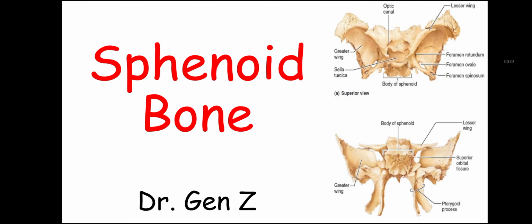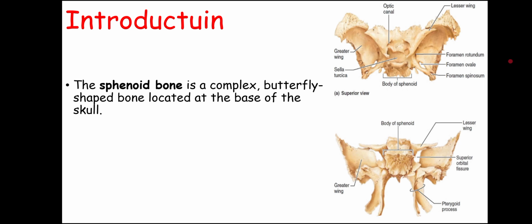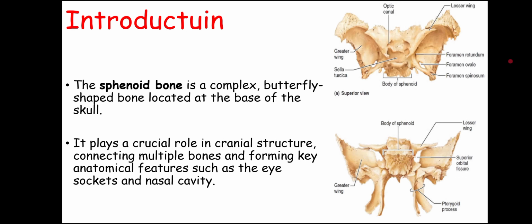Today we are going to talk about the sphenoid bone, and here you can see in the diagram the pictorial representation of the sphenoid bone. Let's start the topic with the introduction. The sphenoid bone is a complex butterfly-shaped bone that is located at the base of the skull.